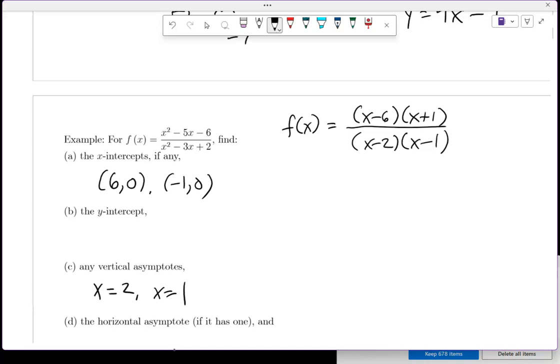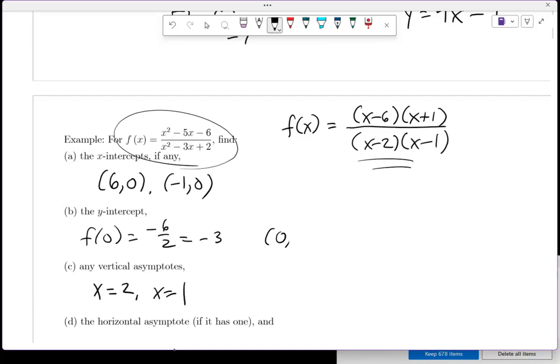How do we find a y-intercept for a function? Plug in 0 for x, right? Now, I can do it in either form. I can put it in over here, but it's probably easier to put it back over in the original form. What do you get on top when you put 0 in for x? -6, and on bottom you get 2. f of 0 is -6 over 2, or -3. So our y-intercept is (0, -3). You would have gotten the same answer had you put it in the factored form. It's just easier to see it in the unfactored form, isn't it? At least I think it's easier to see it.